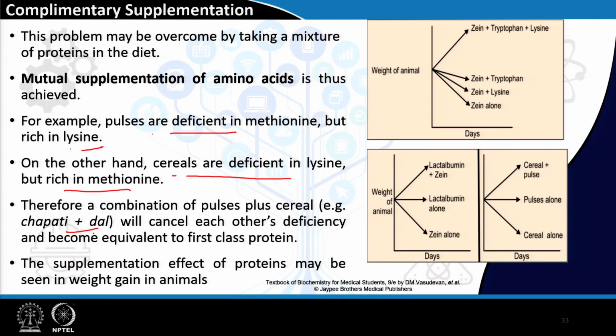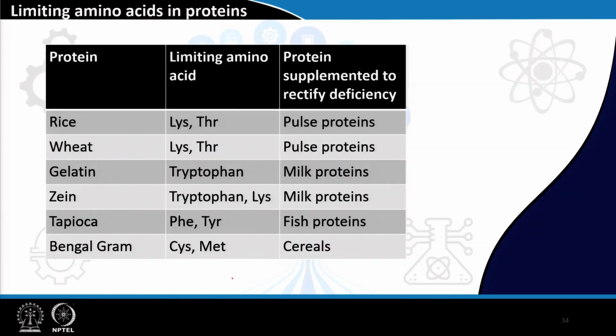So, when we combine two second class proteins, they act as a first class protein, which has all the essential amino acids. Thus, supplementation of protein may be seen in weight gain in animals, thus proving the phenomenon of complementary supplementation of protein.